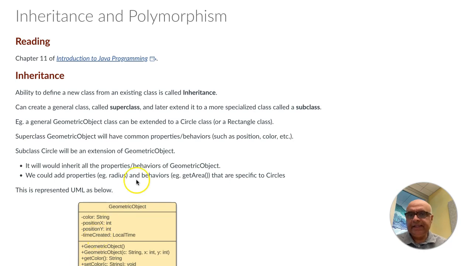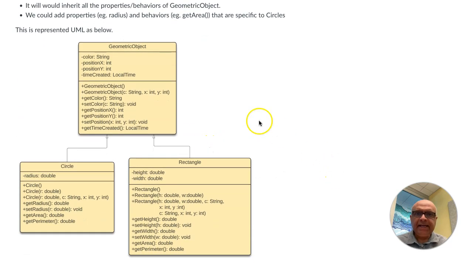So how would you represent this in UML? In UML, you have the superclass, geometric object, and the subclasses, circle and rectangle. Notice the arrow that points back towards the superclass. The superclass has common member variables and methods that are inherited by the subclass. The subclass can use the public ones. Then the subclass also extends the superclass with its own member variables and methods.